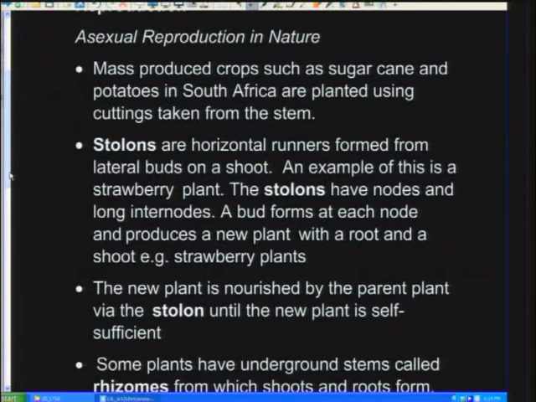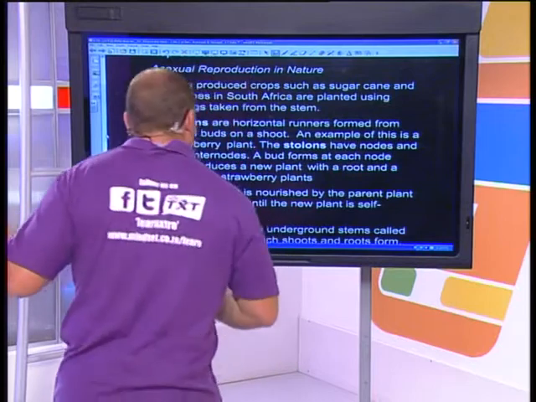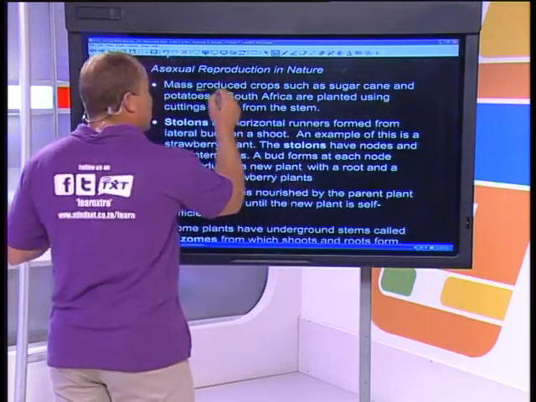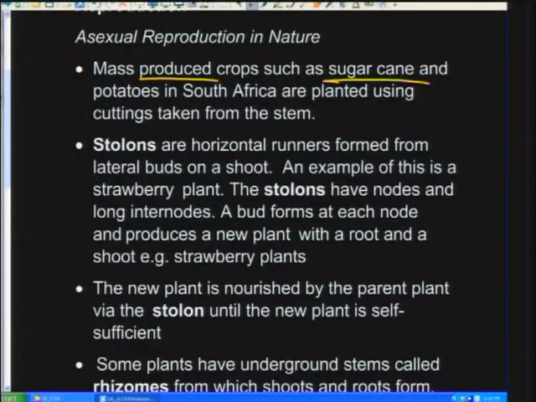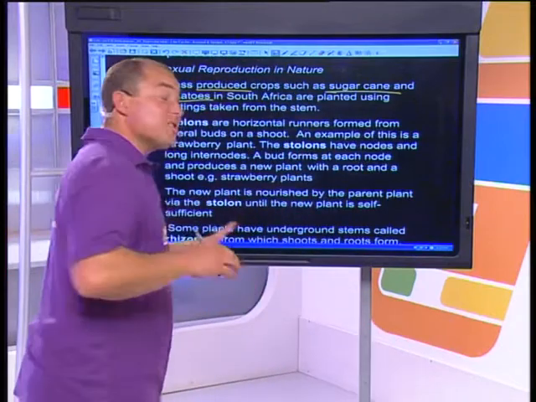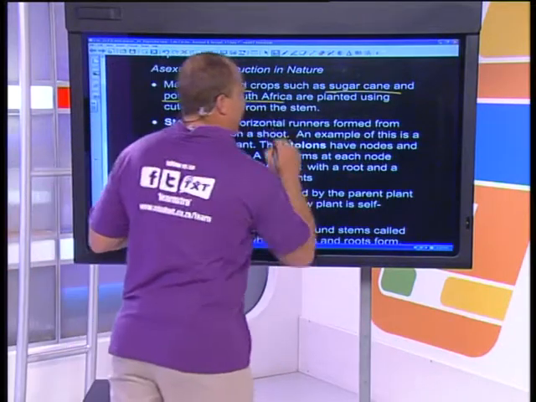production of certain things. We need to do mass production, in other words, lots of them, and we don't have time to just plant seeds all the time. So what we do is mass production of sugarcane and potatoes. Potatoes is a big one because we eat a lot of potatoes. It's one of the South African staple diets, if I'm not mistaken. We eat a lot of it. So potatoes are a big thing, especially in South Africa.